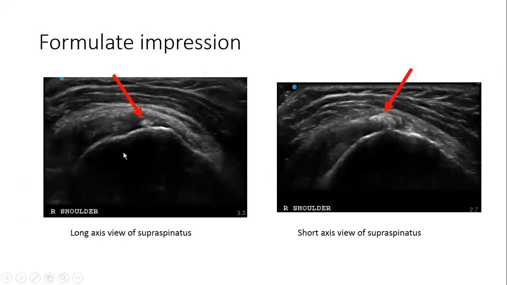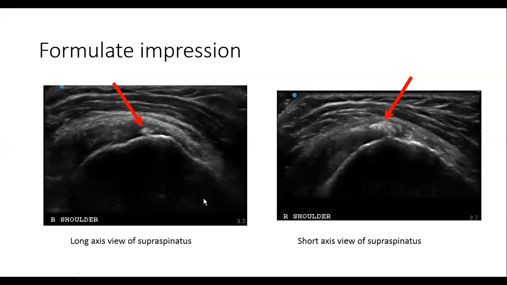Okay, so this is a supraspinatus tendon, and you can see this is the GT, the head of the humerus, and that's the supraspinatus in long axis view. This is the supraspinatus in short axis view, and the red arrow is pointing at a focal hyperechoic structure in long and short axis. So what do you think we are looking at? What pathology? A calcific deposit? Yeah, that's right.